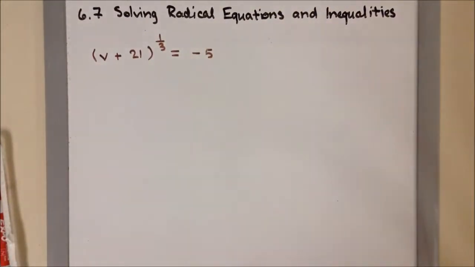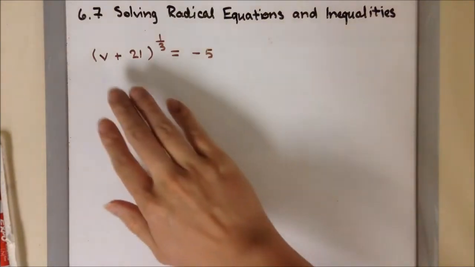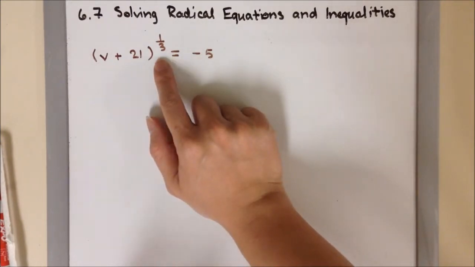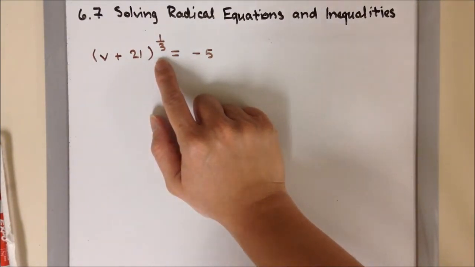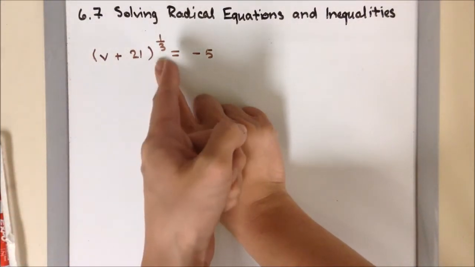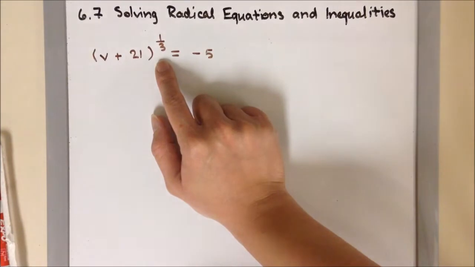In this next part, we're going to be working with cubic functions. A cubic function, if it was in exponential form or rational exponent form, would have 1 over 3. So let's take a look at the example. We have v plus 21 raised to the power of 1 over 3, and it equals negative 5.